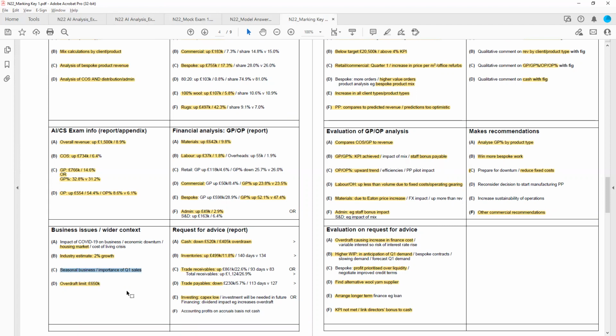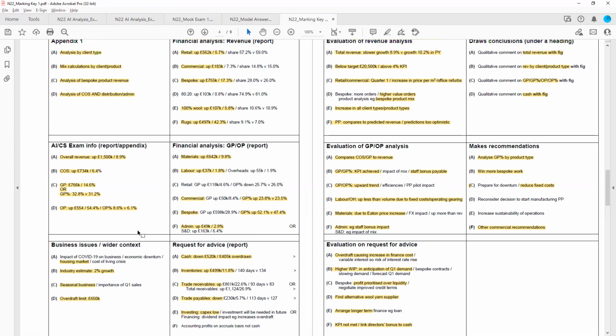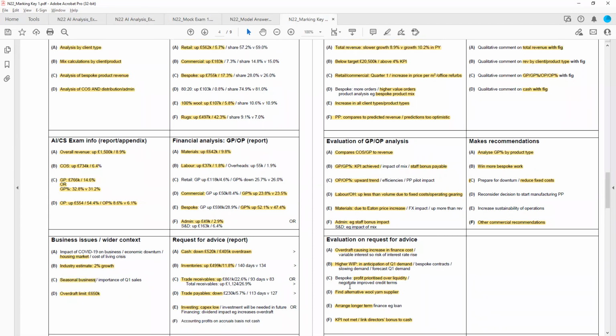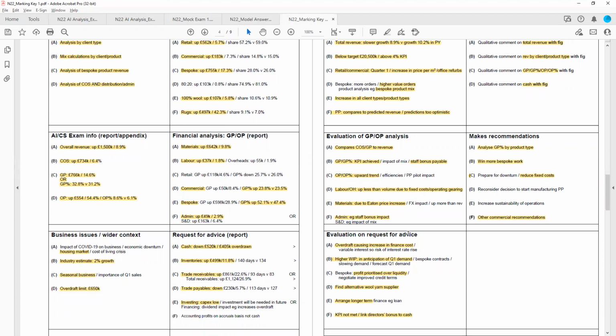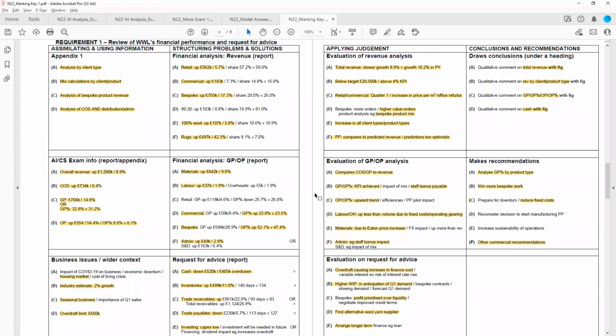Not sure if I mentioned this point, may have mentioned it. I think we said building inventories in anticipation of quarter one. So we got those there. Ideally, if I had a bit more time, like I said, I would have included 80/20 in revenue. And when you practice, if you can get a bit quicker, you might be able to get some additional points. But you can see very clearly here how I've got close to 100% on this requirement.